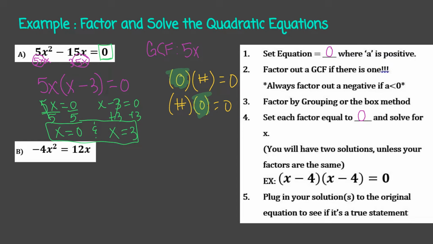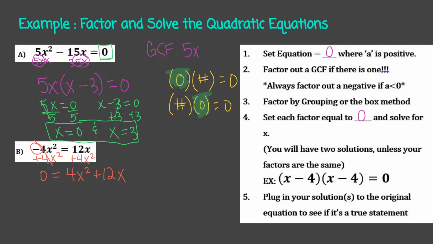All right, so let's look at this next example. The first thing you want to do is make sure that you set your equation equal to 0. We would like our a value to be positive, and right now our a value is negative. So what I'm going to do is move this over to the right side so that our a value is now positive. So this would cancel and give me 0 equals, go ahead and write your x squared value first, so 4x squared plus 12x. Okay, we'll look for the GCF.